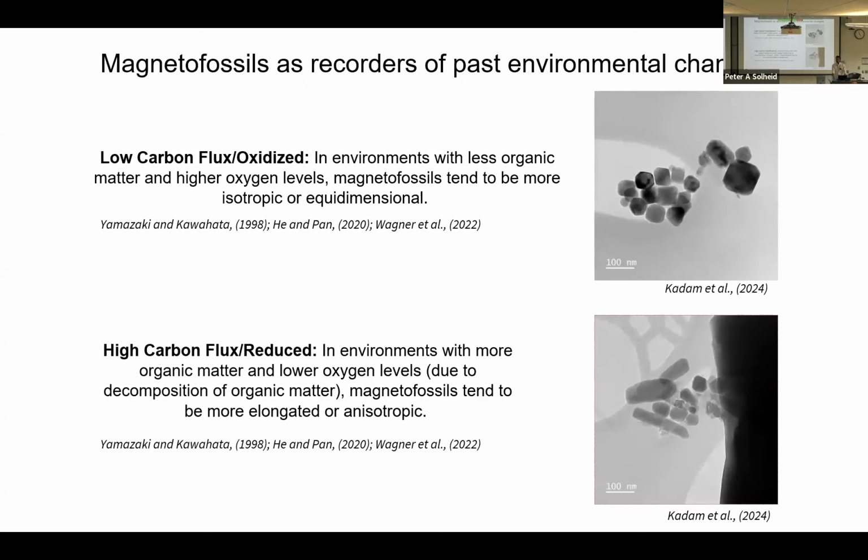It is well established and found in several studies that in environments with less organic carbon and higher oxygen levels, you'll find magnetofossils with more equant or isometric shapes. And in conditions with more organic matter and lower oxygen levels, you'll find magnetofossils with elongated shapes. This is an important observation and it will come up later in the presentation.